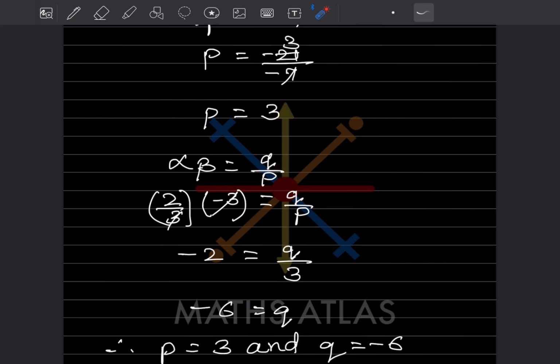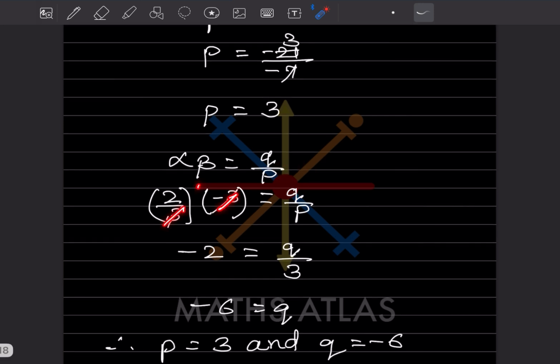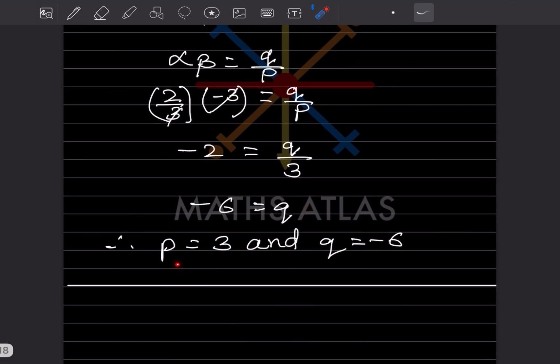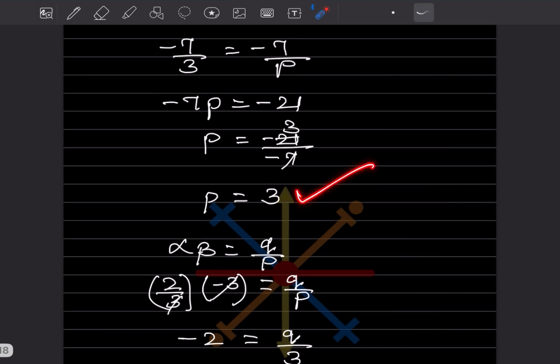So here 2 by 3, and this beta is minus 3, and here this is Q by P as it is. So now what will you do here? This and this get cancelled, because this is multiplication. So here will be 1. So this will be minus 2 is equal to Q by 3. So what will do here? Here this goes over here, so that will get multiplied by 3. So that will be minus 6 is equal to Q. So that is what they have asked. So we can write here P is equal to 3 and Q is equal to minus 6, because we already got the value of P here as 3.